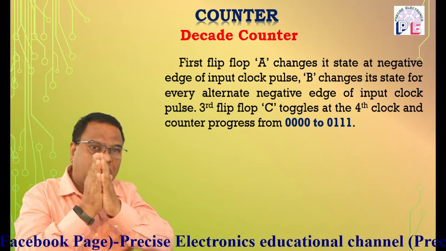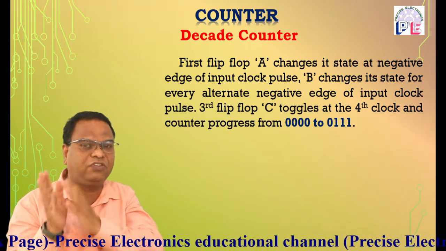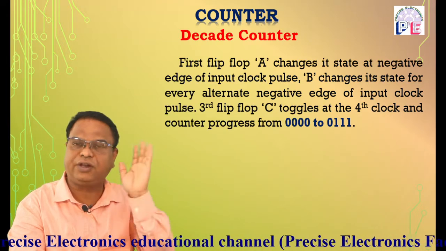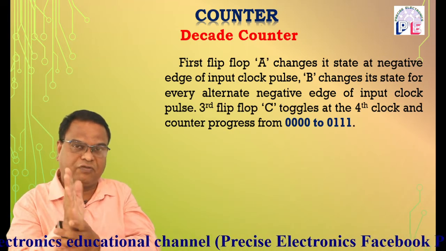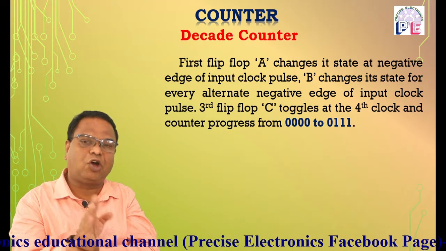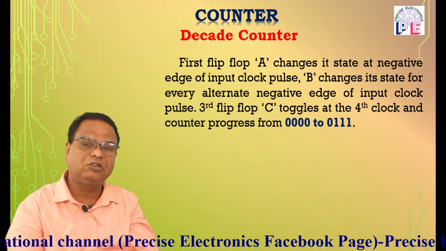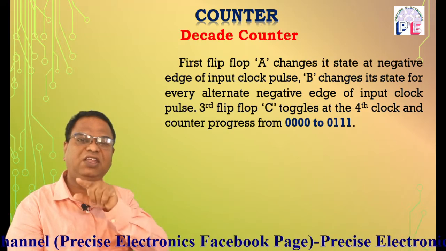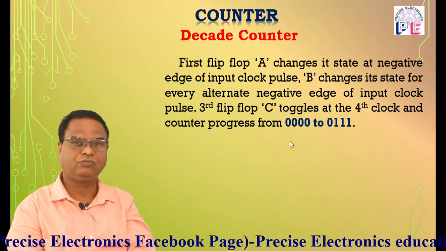So the counter progresses from 0, 0, 0 to 0, 1, 1, 1. At the end of the first clock pulse, the output is 0, 0, 0, 1. At the end of the seventh clock pulse, the output of the counter is 0, 1, 1, 1, that is DCBA equals 0111.